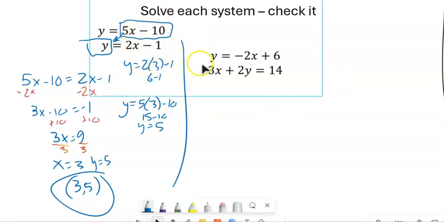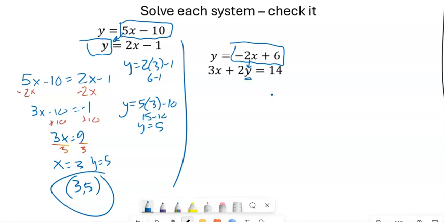Same idea here for substitution. y is equal to this thing, so I could take this thing and substitute it into the y spot. In other words, this second equation says 3x plus 2 times y equals 14. But what is y? In terms of x, it's negative 2x plus 6. And then I just got something to solve.